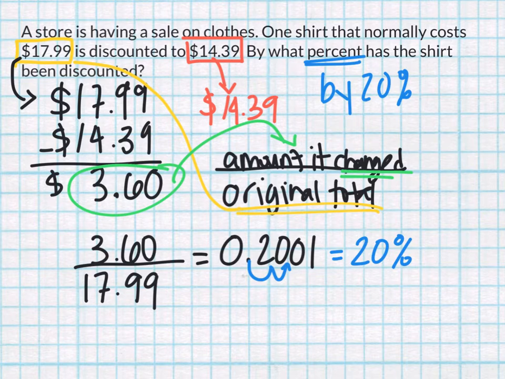So there's another way I can set this problem up. I can say, well, here's the original price. Discount it by this percent. What's the sale price? So that's what we're going to do next. So pause this if you need to finish writing this down, and we'll do another example.